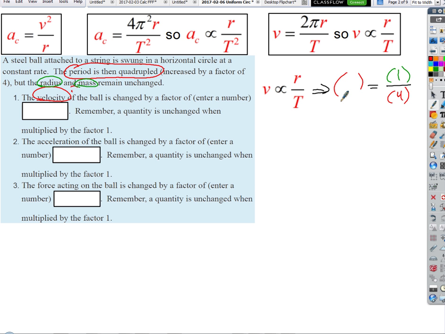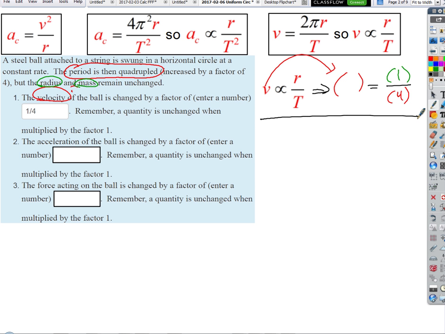So then what's going to happen to V? 1/4. Yeah, how about that? It's got to be multiplied by 1/4. It's going to be reduced by a factor of 4, right? And voila, there it is. Okay. All right, let's look at part 2 now.